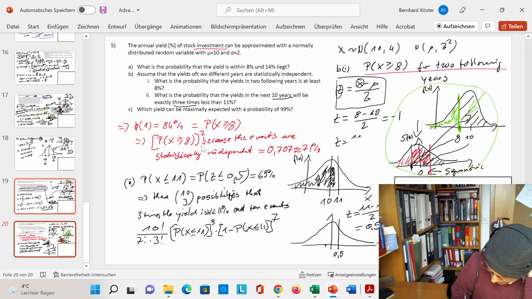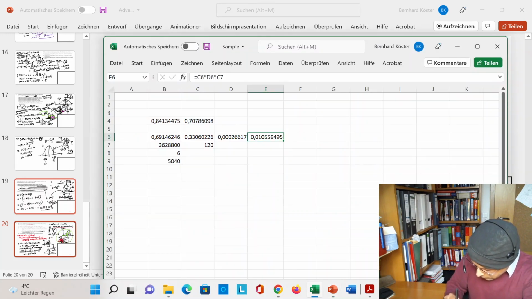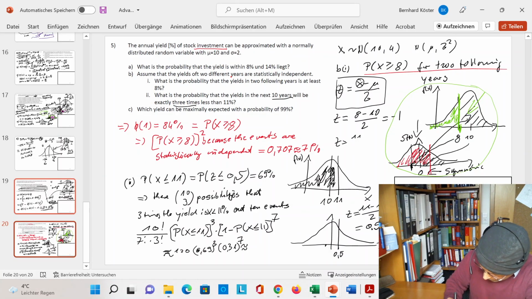So we obtain then this is 120 times 0.69 cubed, 0.31 to the power of 7, which is roughly, what do we have, 0.105, 0.0105, roughly 1.05%.